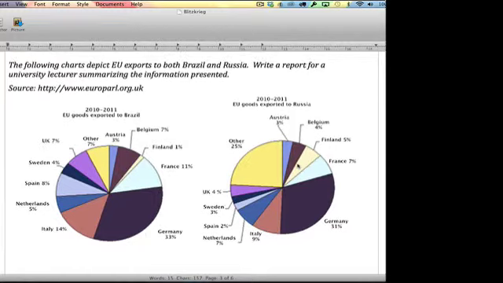I should also point out that sometimes if you're given two pie charts, you will be given the same information at two different points in time. That's not the case here, but in that instance, you would have to describe what trends can be understood from the graph.